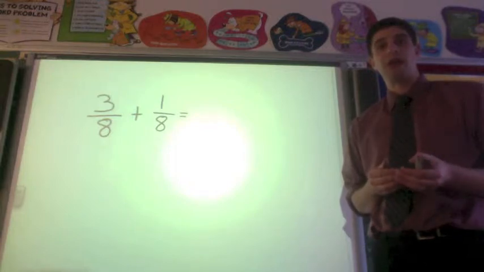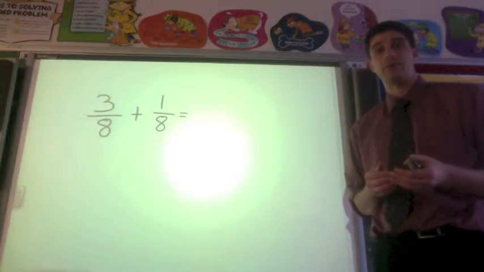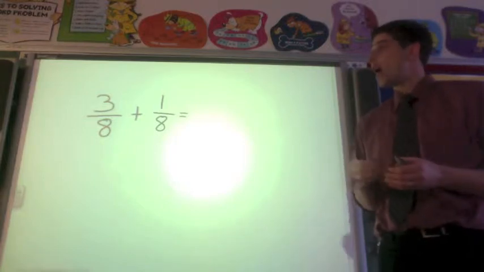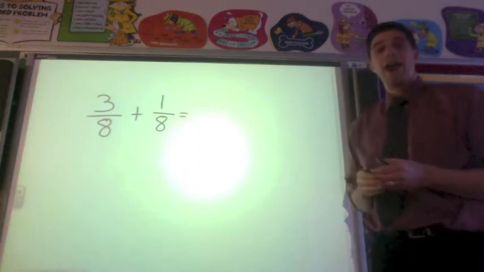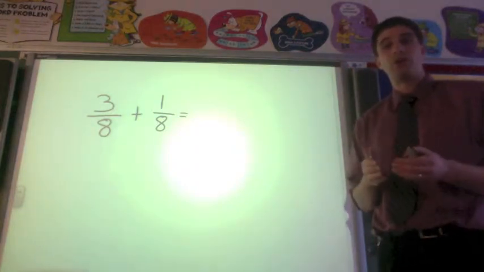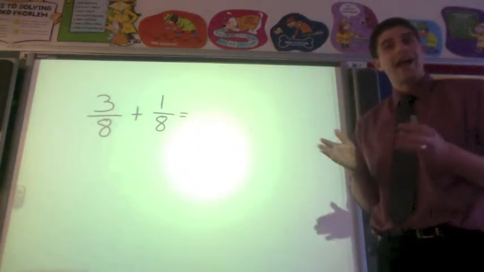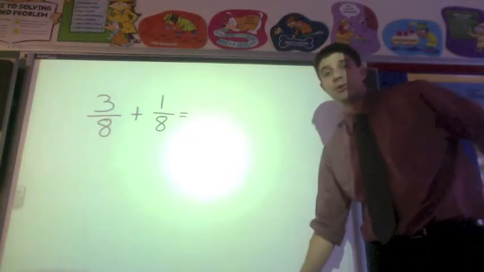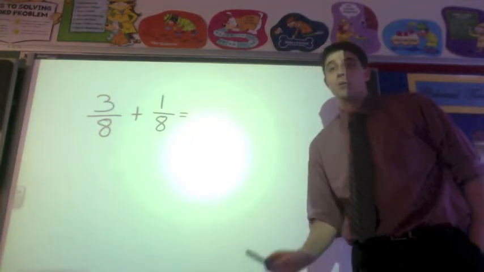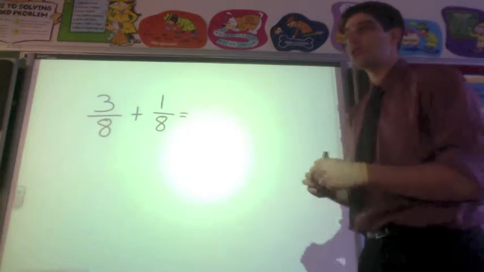I'm going to demonstrate how to add 3/8 and 1/8. The first thing I'm going to do, I'm going to look at my numerators, and I'm going to realize that my numerators are 3 and 1. I'm going to add them together. 3 plus 1 is? Well, if you guessed 4, you're 100% correct.